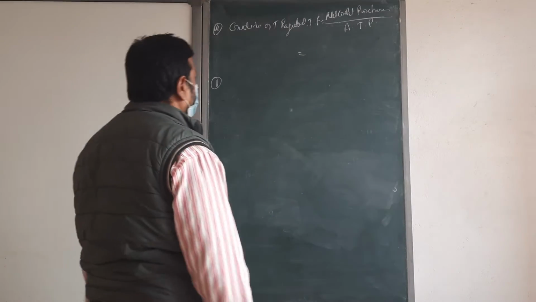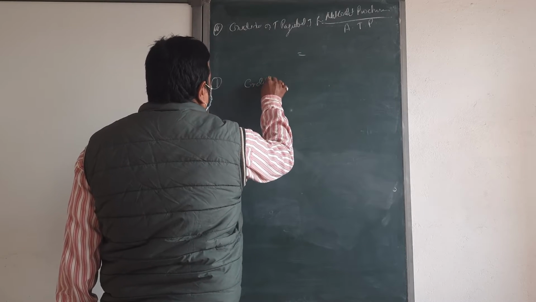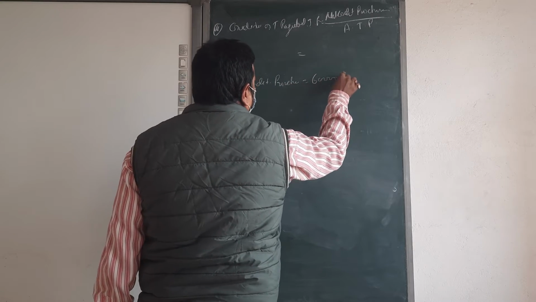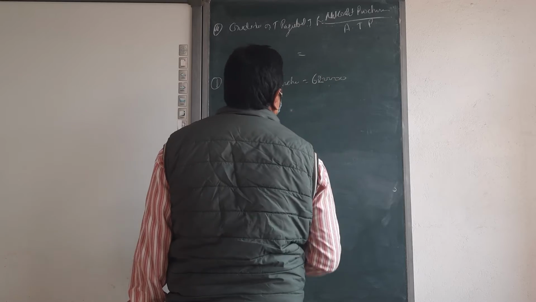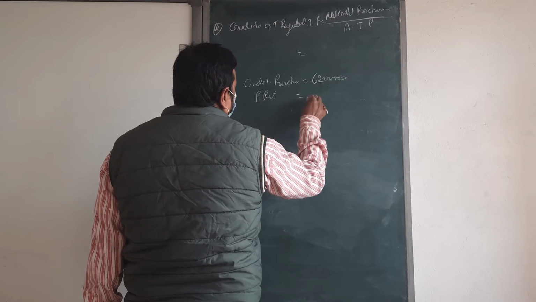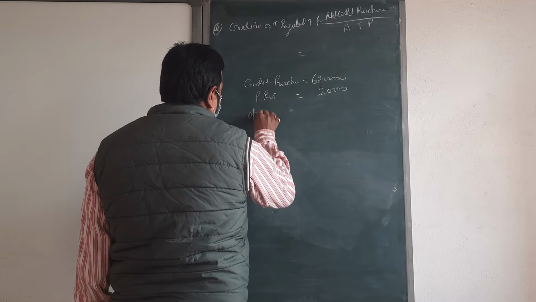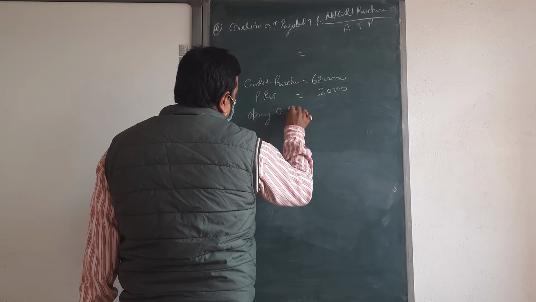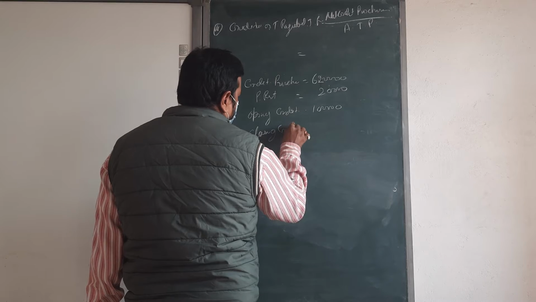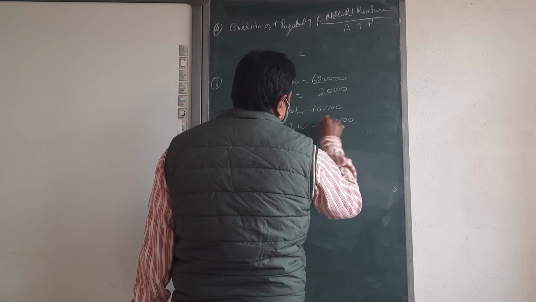Calculate trade payable turnover ratio from the following information. Credit purchase during the year 6,20,000. Credit purchase is directly given, 6 lakh 20,000. Next, purchase return out of credit purchase, 20,000. Opening creditor 1 lakh. Closing creditor 1 lakh 40,000. Yes. Okay, finish.